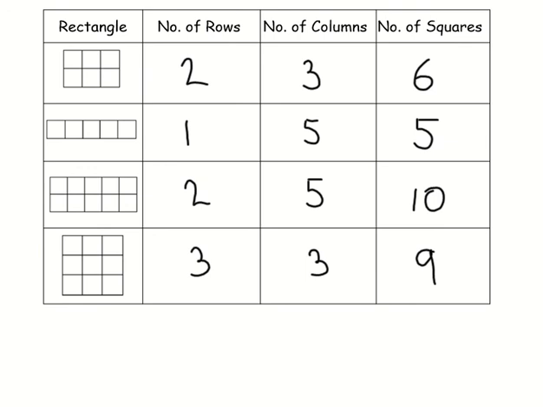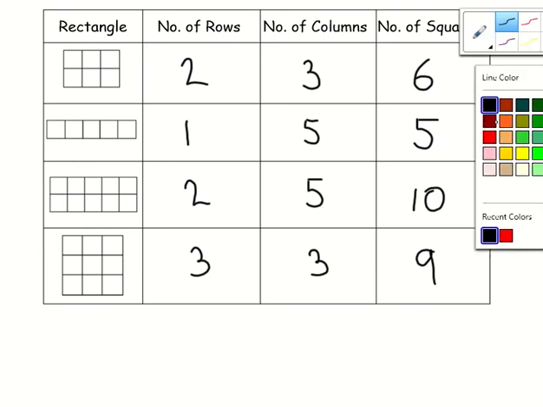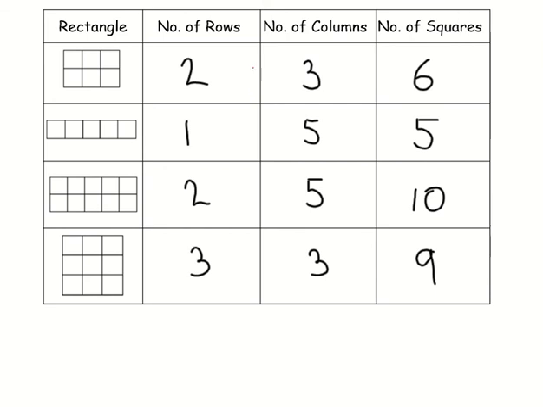And hopefully you can see that the total area of the shape is just the number of rows multiplied by the number of columns. So 2 multiplied by 3 is 6, 1 times 5 is 5, 2 multiplied by 5 is 10, and 3 multiplied by 3 is 9.